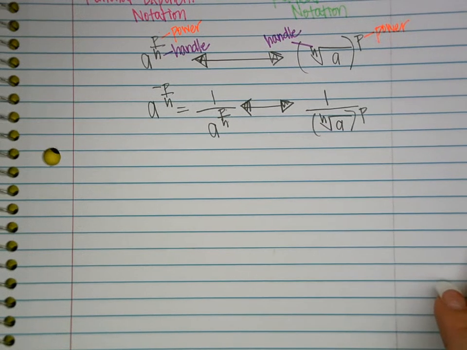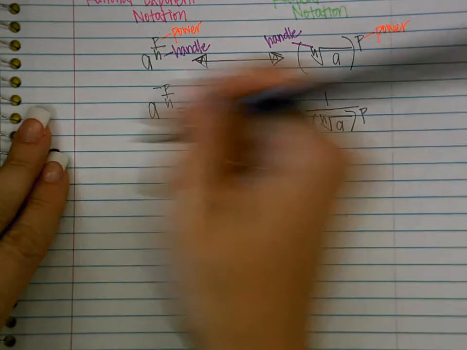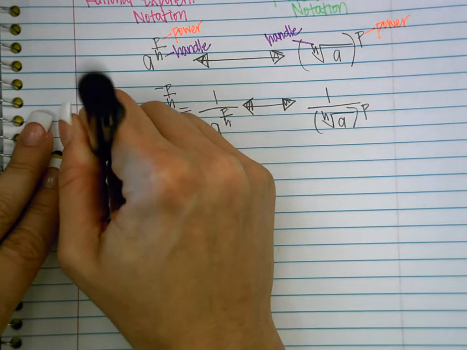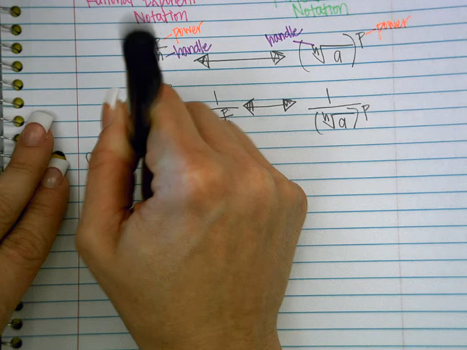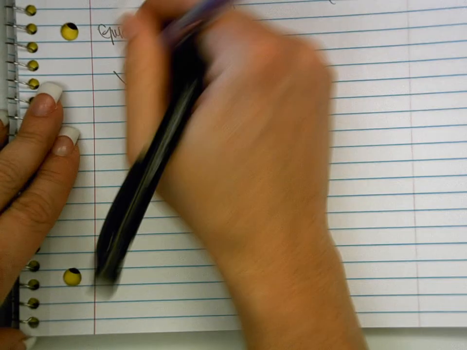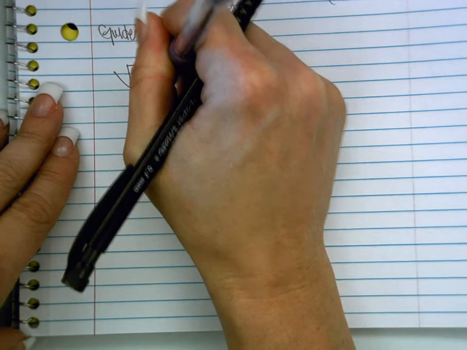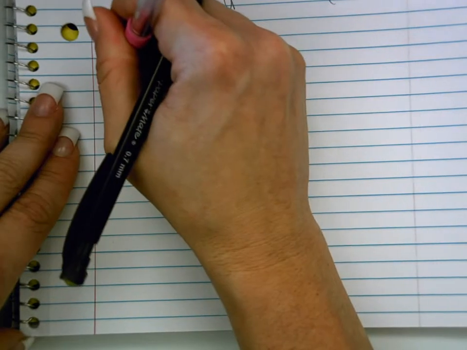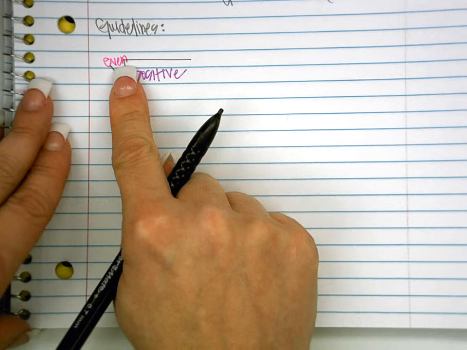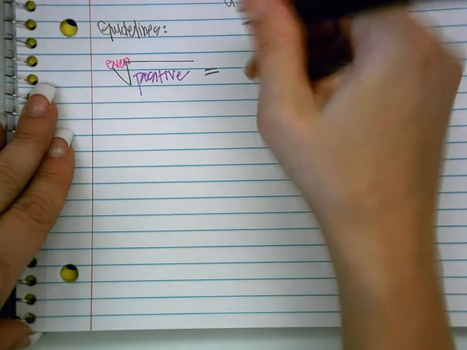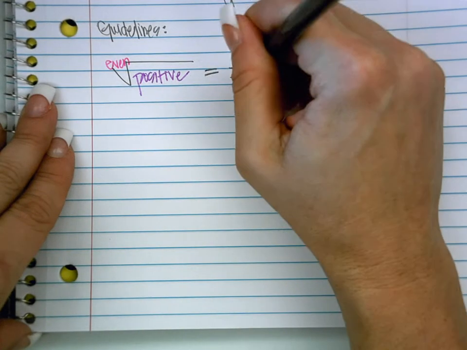So, some examples of what could happen, some guidelines that you are going to follow. If we have a radical, and I have a positive number underneath with an even handle number, that will equal both positive and negative numbers.